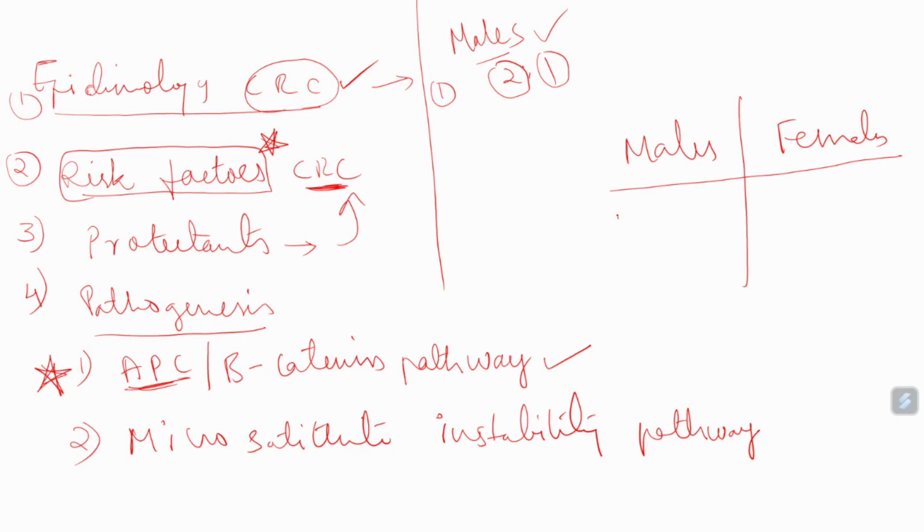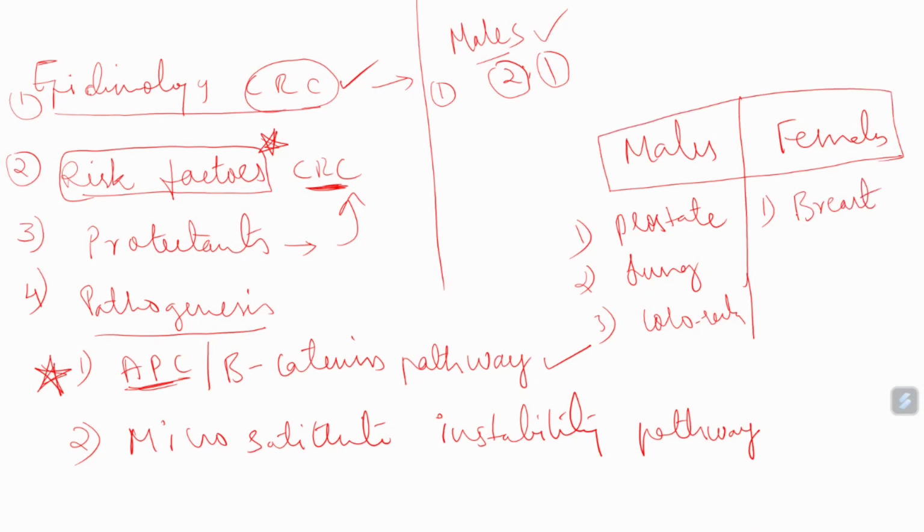In males particularly, the most common cancer is prostate cancer. Did I tell? Prostate cancer is the first common cancer seen in males, the second most common cancer in males is lung cancer, and the third is colorectal cancer. And in females, what I told? Breast cancer is the first most common. This is the prevalence. And the second most common in females is again lung, same as males.